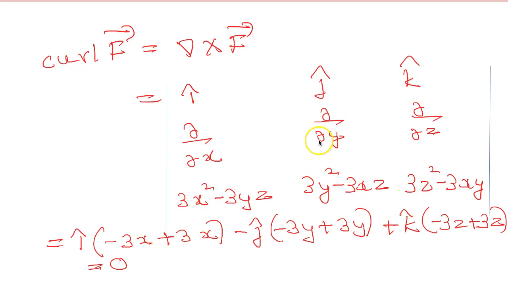That is basically f. So this is i into del by del y of 3z squared minus 3xy, that is minus 3x, minus del by del z of 3y squared minus 3xz, which is minus 3x. So minus minus will give you plus. Minus j del by del x of this, which is minus 3y, minus del by del z of this, which is minus 3y. So minus minus will give you plus 3y. Plus k del by del x of this is minus 3z, minus del by del y of this, which is minus 3z. So minus minus will give you plus. So ultimately you get it as 0.